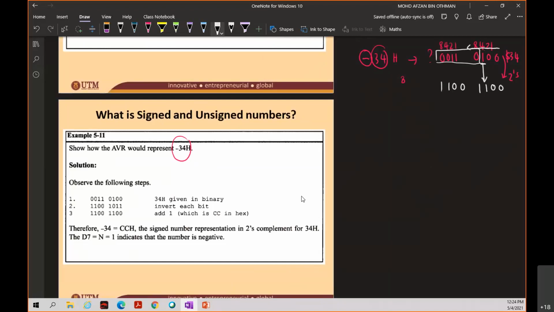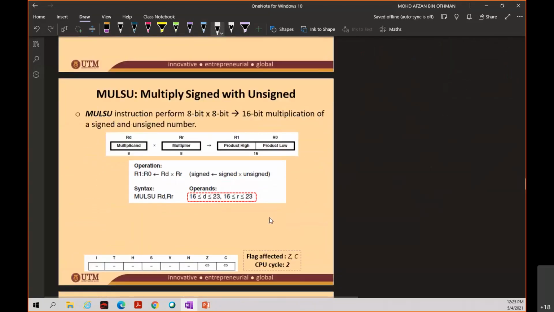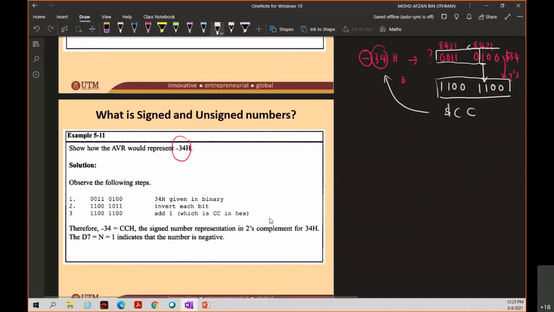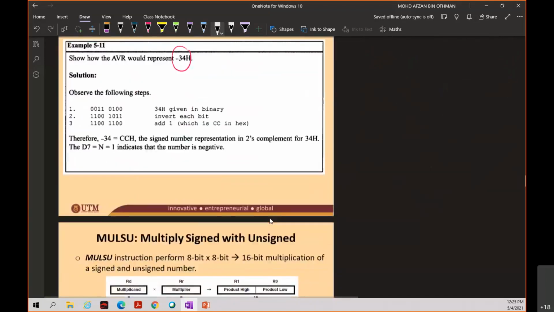So this is the binary representation for negative 34, which is equivalent to 8 plus 4 is 12, and 12 is C. So CC is equivalent to negative 34. This is how we find the signed representation for negative numbers inside the AVR. Any questions?